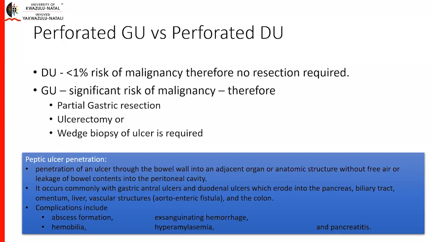You can get a fistula between the duodenum or stomach and the biliary tree. You can get penetration into the liver, into vascular structures. You can, in fact, have an aortoenteric fistula, which I'm sure you can appreciate is very dangerous. You can even perforate into the colon such that you get a duodenocolic fistula. And the complications of this penetration include abscess formation, hemobilia, which is blood in the biliary tree, massive hemorrhage, elevation in amylase, and pancreatitis can occur.